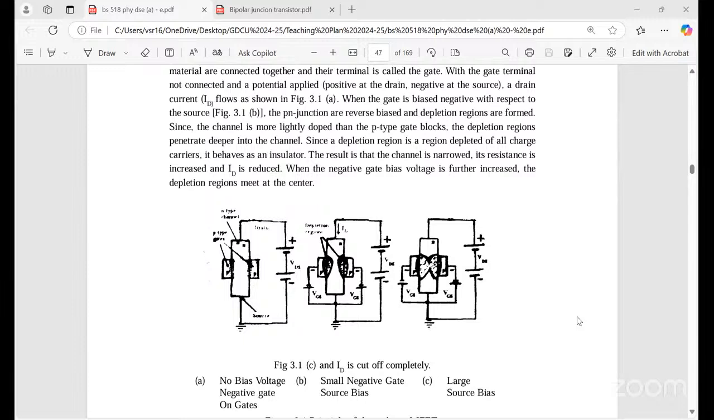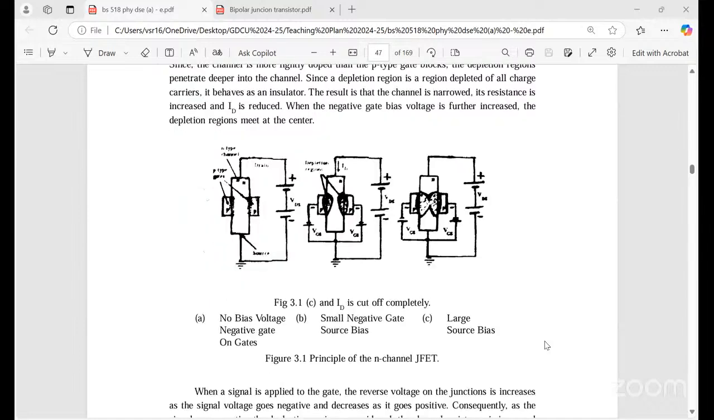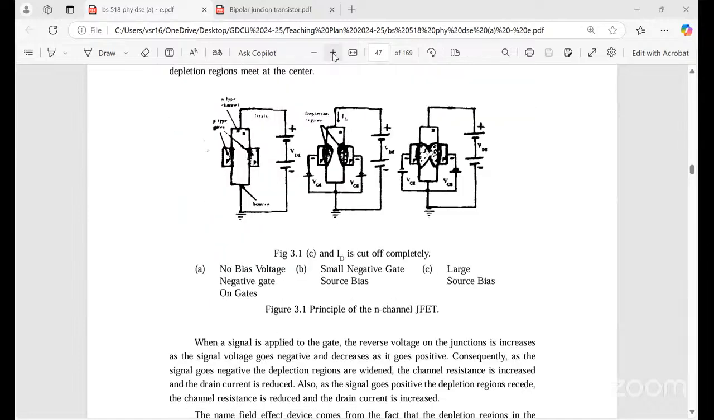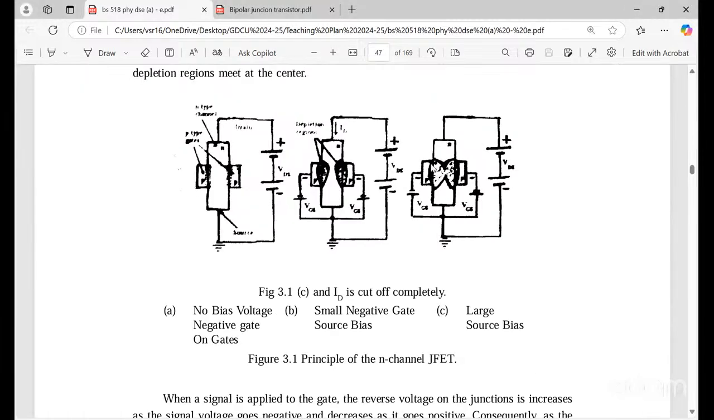If the negative gate bias is increased further, the depletion layers meet at the center. Here you can observe the diagrams: figure A, B, C. No bias voltage; a small negative gate-source voltage; and a large negative gate-source voltage, where the depletion layers come closer together and finally meet completely.